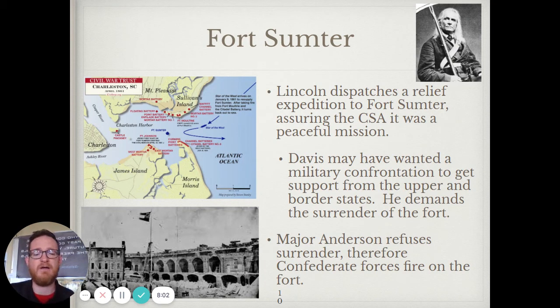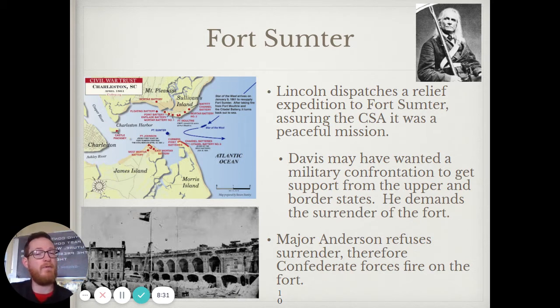That leads us to Fort Sumter. One of the first things that Lincoln would do is dispatch a relief expedition to Fort Sumter, assuring the Confederate States of America that it was going to be a peaceful mission and that basically he wanted to send people there to get the people out of Fort Sumter. They do decide to stay there and, again, to resupply them. Now, some believe that Davis might have wanted a military confrontation to get support from the upper border states, and that he demands the surrender of the fort.